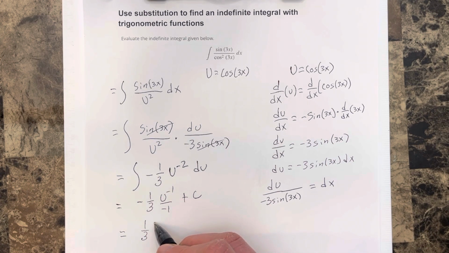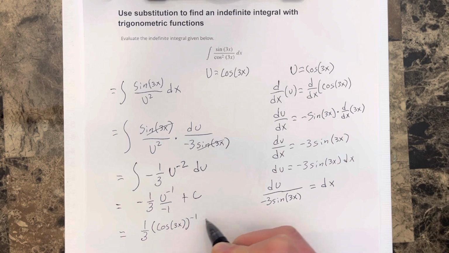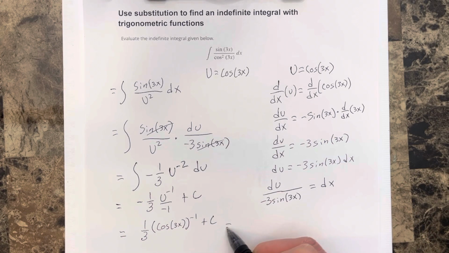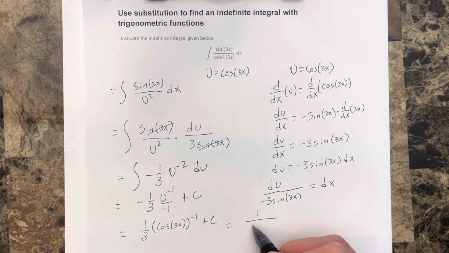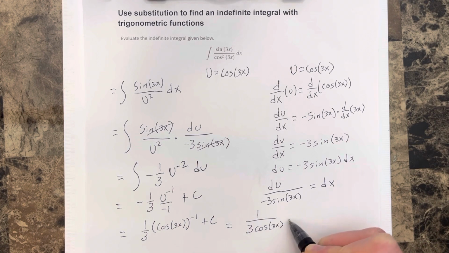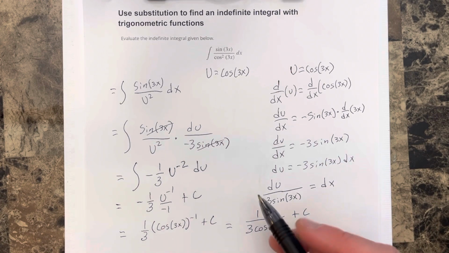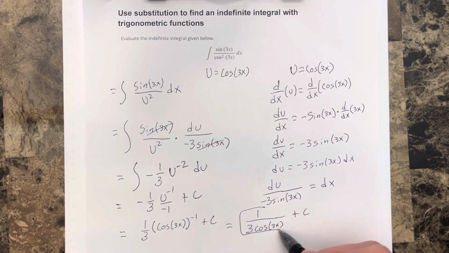And then substitute u, which would be cosine 3x to the negative 1 plus c. I'm going to rewrite that as 1 over 3 cosine 3x plus c. And there's our solution to our indefinite integral.